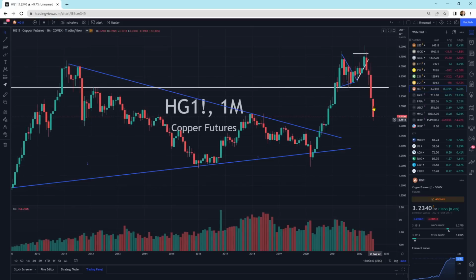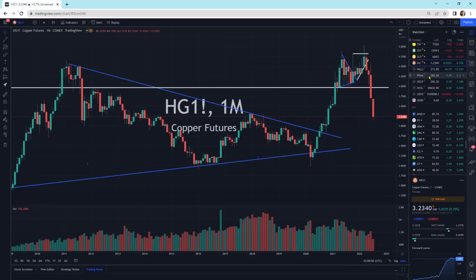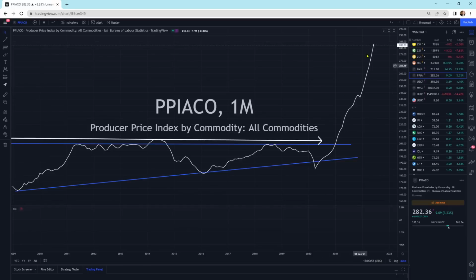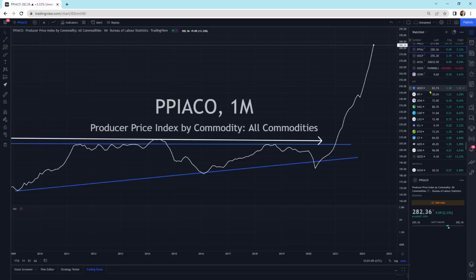Copper's been pulling back. It's got a lot of momentum behind it. People are fearful of a recession. Copper usually gets taken out to the woodshed and sold. The PPI is continuing to rocket higher. This is June's, so that is continuing to go higher. The producer price index of all commodities is going to be lagged a little bit, but we are seeing a slowdown in commodity prices themselves, like copper and all those.